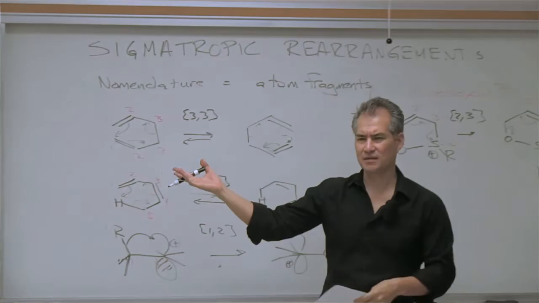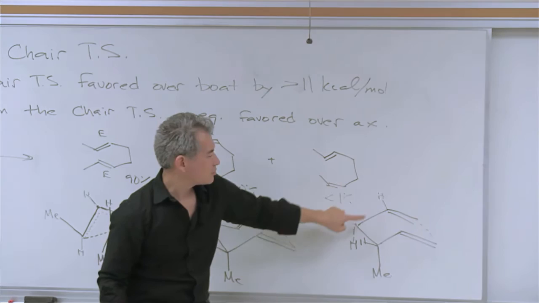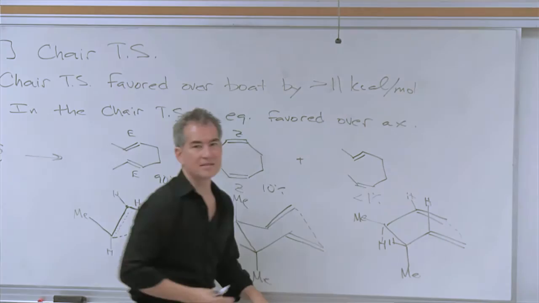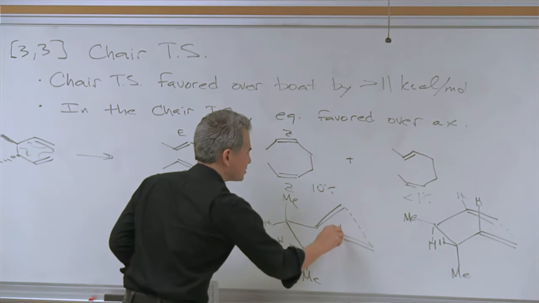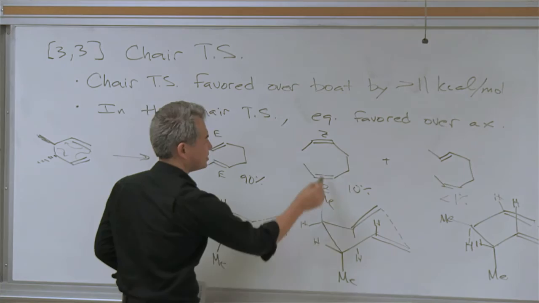If you look at this boat-like transition state, see the two H's? They're anti. That's going to give you a trans double bond there. If you look at the two H's over here, they're cis. That's going to lead to the cis double bond. Sometimes if you can't keep track of whether you're drawing the right isomers, look at the relative substituents. So let me come down here. These two H's are cis to each other in the transition state. They better be cis in the product.